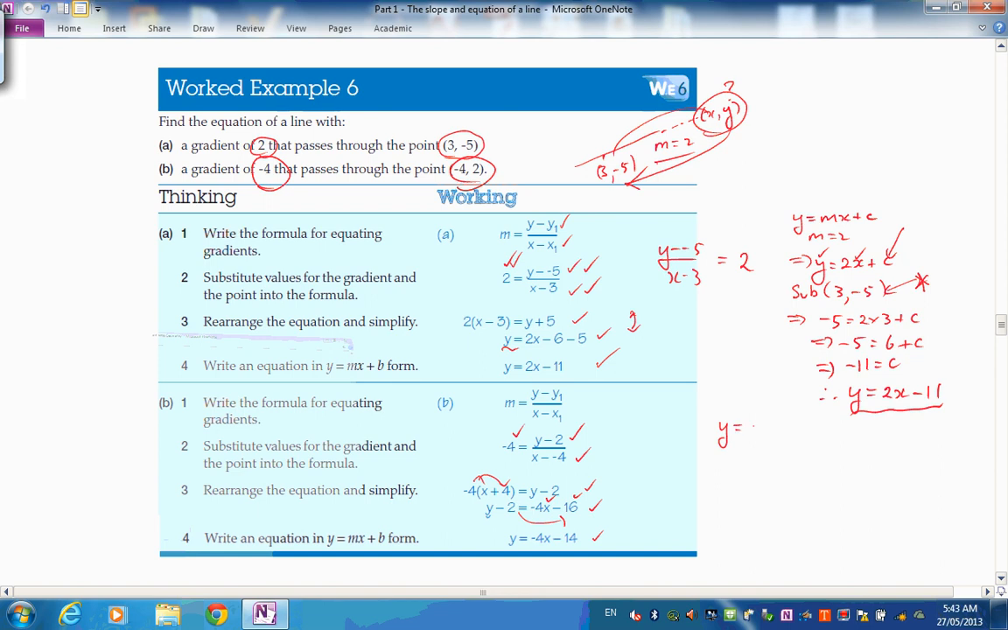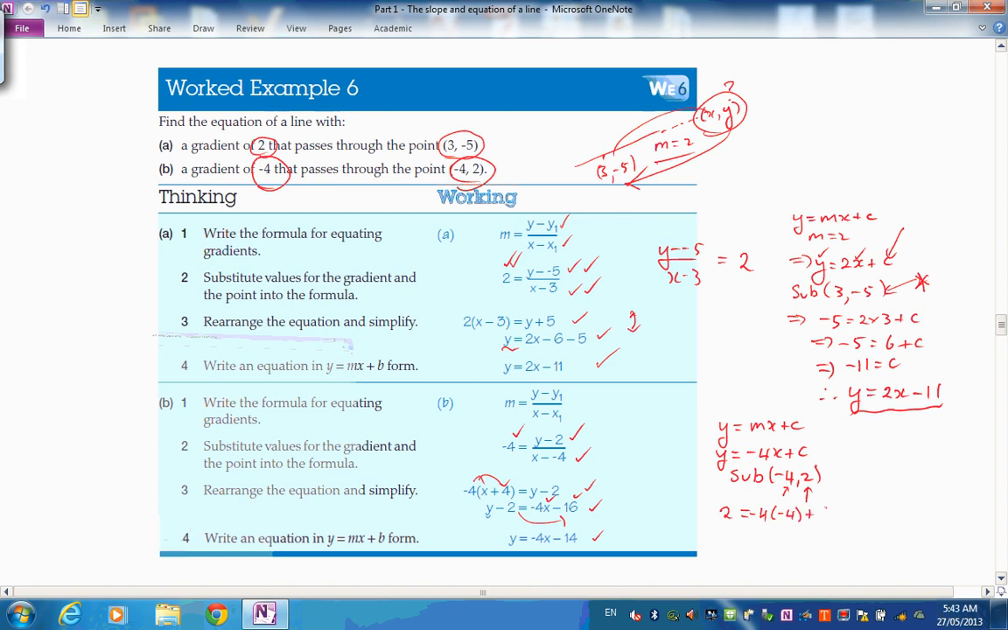Y equals mx plus c. So m is neg 4. Y equals neg 4x plus c. Substitute in a point to backtrack to find c. The point that we know is neg 4, 2. So therefore the y, stick that in place of y. Y of 2 equals neg 4, the x value, times neg 4.